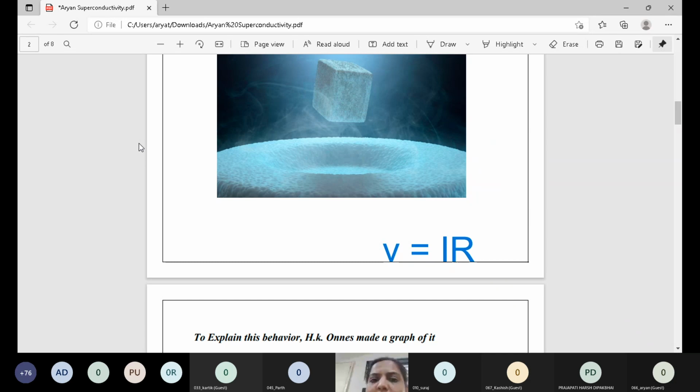Due to that there is I square R loss. Due to that there is heat dissipation. Due to that T will be greater than TC. Got it everyone? Yes, ma'am. So no other regular components, no other regular metal or semi-metal or insulator can be kept with the superconducting state of a material.